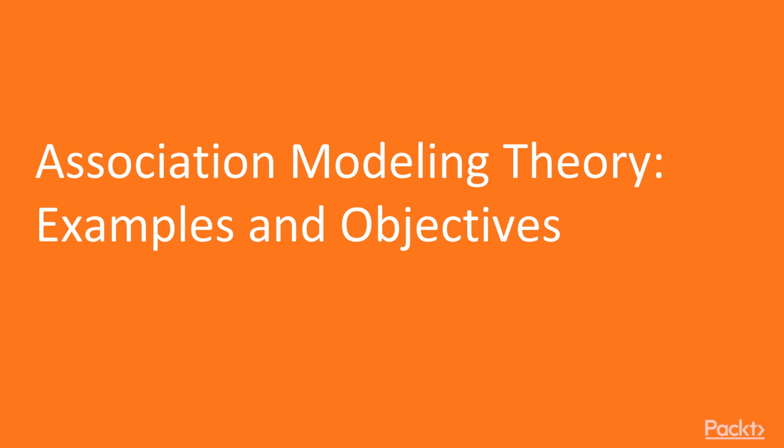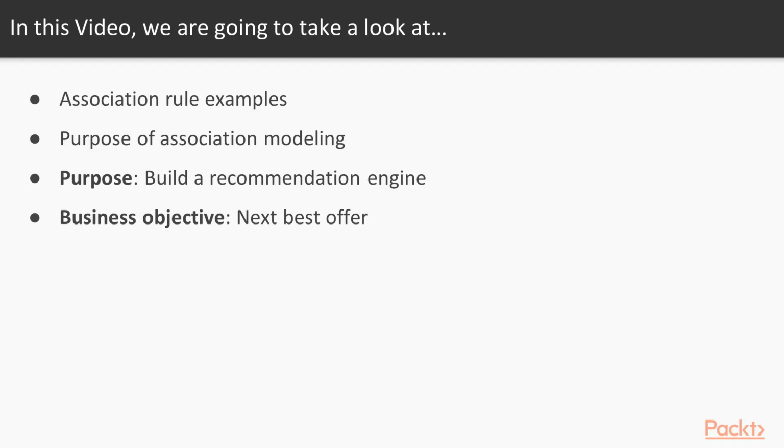In this video, we're going to talk about the general idea behind association modeling, and we're going to provide some examples and some objectives as to why you would do this kind of procedure. Specifically, we're going to provide some examples of association models. We're then going to talk about the general purpose of association modeling. Why would you do it?